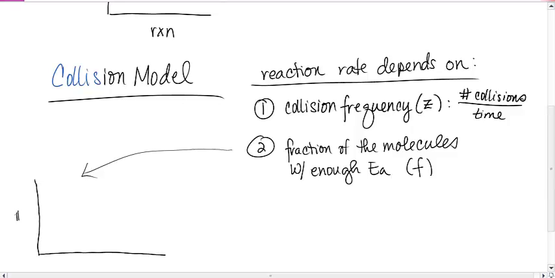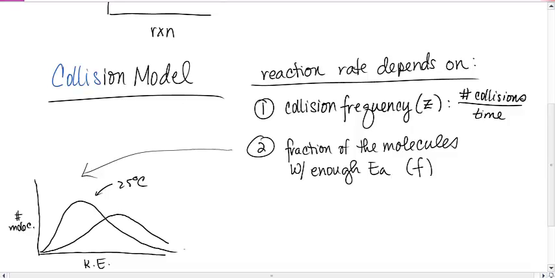So we have this graph where this is, say, the number of molecules versus kinetic energy, their speed, essentially. And we know the graph might look like this, say at 25 degrees Celsius. And if it's at a higher temperature, it starts to spread out. So let's say this is 45 degrees Celsius. So Maxwell-Boltzmann, we've seen this like 3 different times now.